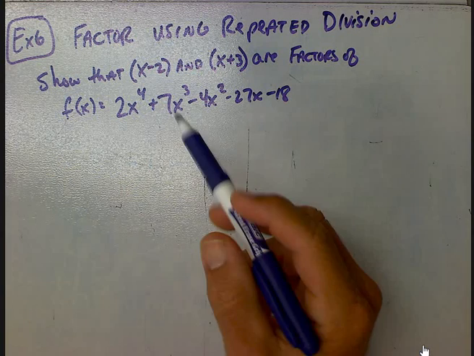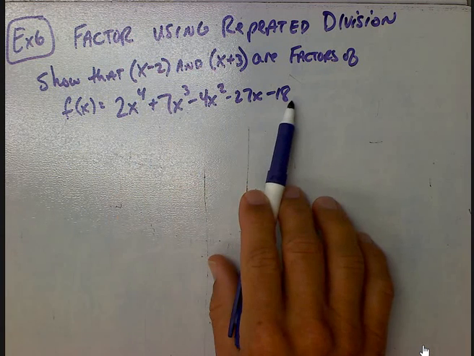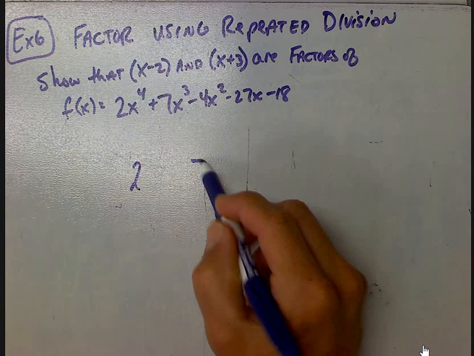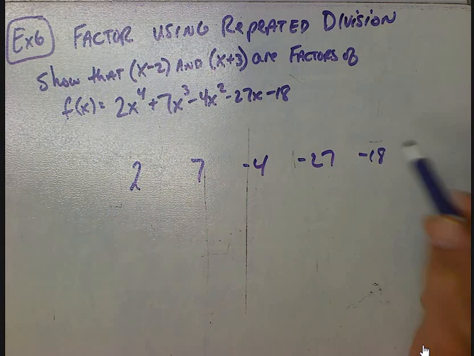So I have x to the fourth, x to the third, x squared, x, and then the no x number. That means there's going to be a 0. So 2, 7, negative 4, negative 27, negative 18.